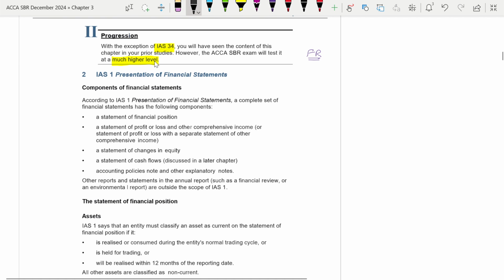What is IAS 1? It talks about a complete set of financial statements. You will have a statement of financial position, and a statement of profit and loss and other comprehensive income. You have two different ways of presentation. Either you present a single statement of profit and loss and other comprehensive income, or you present a statement of profit and loss in one case and a separate OCI statement in the other case.